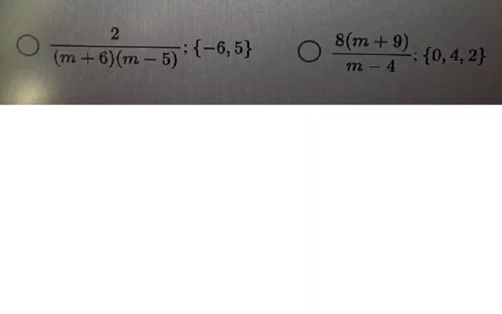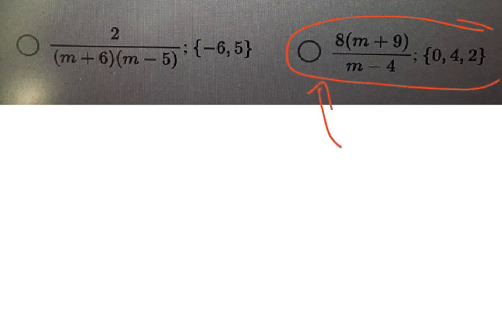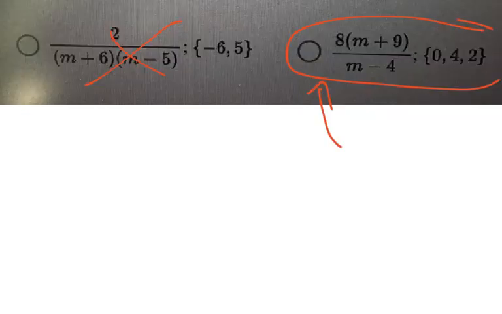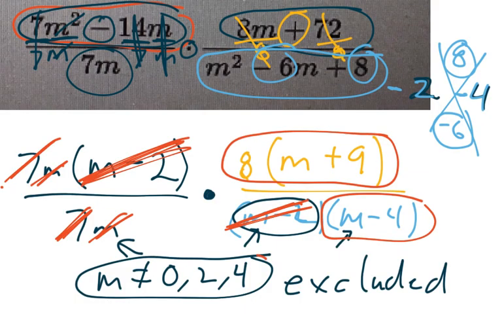And so when I'm looking at my choices, looks like my second choice is the right one. That's not close. That's not close. That's not close. Notice the excluded values are 0, 4, and 2, as we got right here.